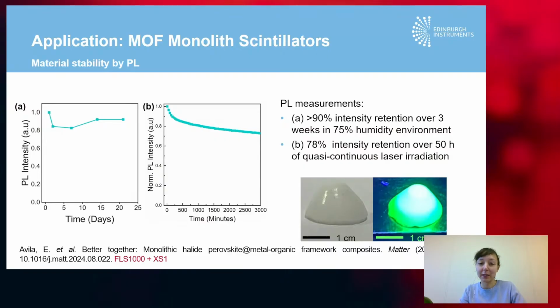The first one is the PL measurements that I wanted to highlight. In this slide, they checked PL stability in moisture and under constant irradiation. So plot A here is showing the change in PL intensity after keeping the sample in a humid environment. And plot B shows the change under irradiation from a laser, that is the photostability. And on the right, you can see what this monolith looks like under white light and under UV irradiation. So the authors concluded that they are stable over hours, weeks, which is a good sign for practical applications.